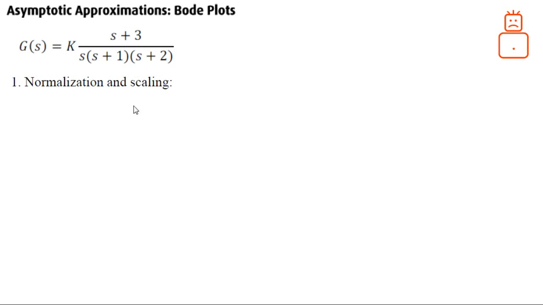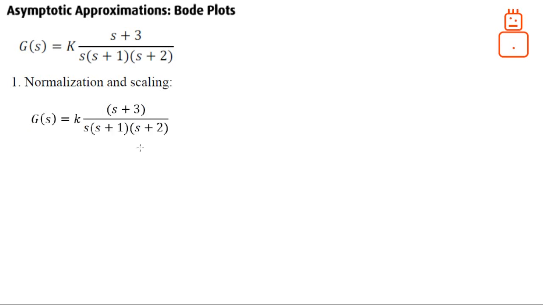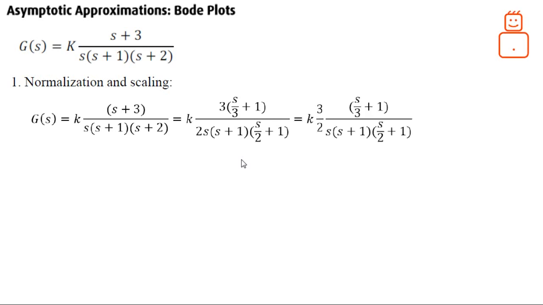First, we start with normalization and scaling. To normalize a given transfer function, we factor out the pole or zero, and then scale the frequency by assuming that the new frequency is equal to the ratio between the original frequency and the factored-out pole or zero. Let's apply this to our transfer function. We have to factor out this zero, this pole, and this pole. It will be in this format, as you can see here. We can further simplify this transfer function into this form. Now it's fully normalized and scaled.